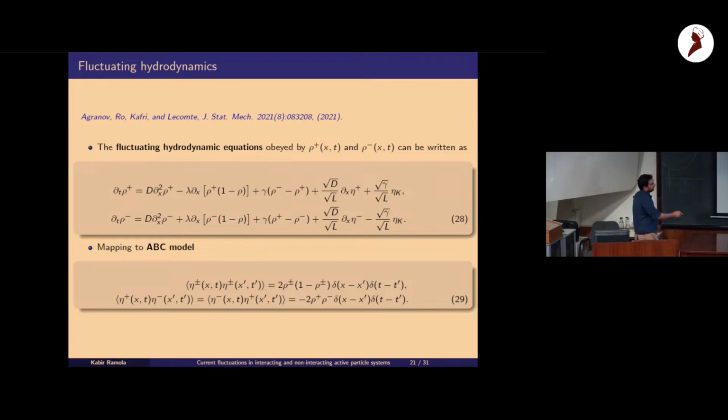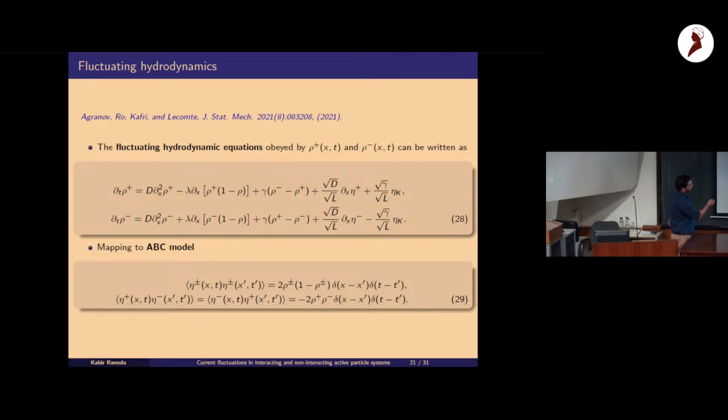I won't go into that in detail, but once you have the full fluctuating hydrodynamic equations, you can now compute quantities like the flux across the origin, how many particles have gone across the origin at a given time t, and what are the statistics of that particular quantity. One point to note is that because the drift conserves density, this is a conservative noise. These two terms are conservative noise, but because the flipping term does not conserve the density, this is a non-conservative noise. So this model has both conservative and non-conservative noise, but the mapping to the ABC model actually allows you to write down what the correlations between these noise variables are.